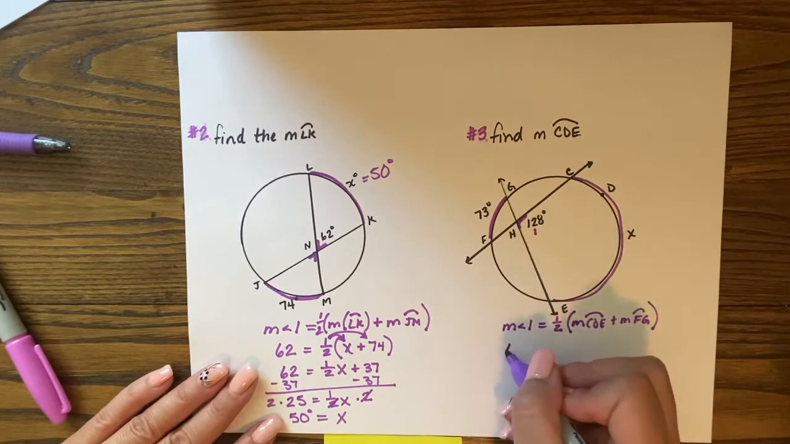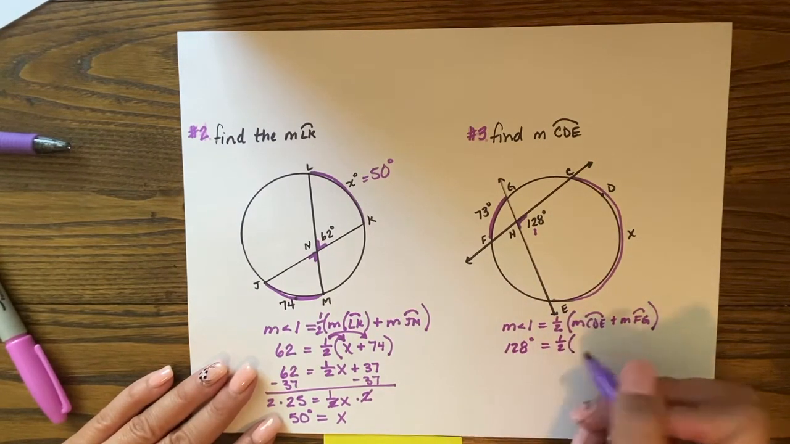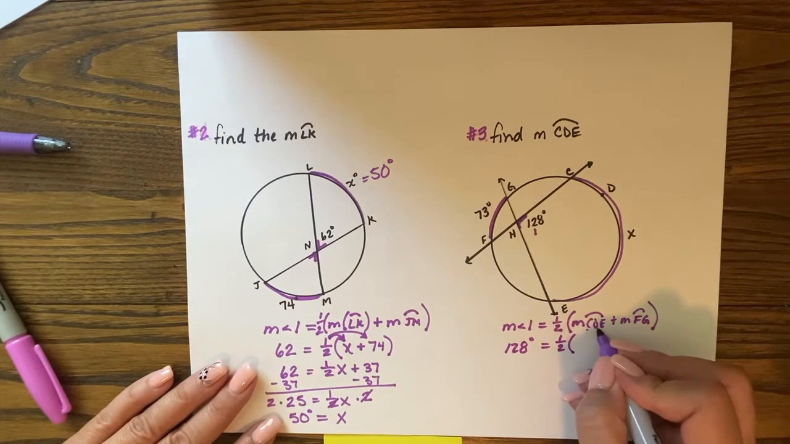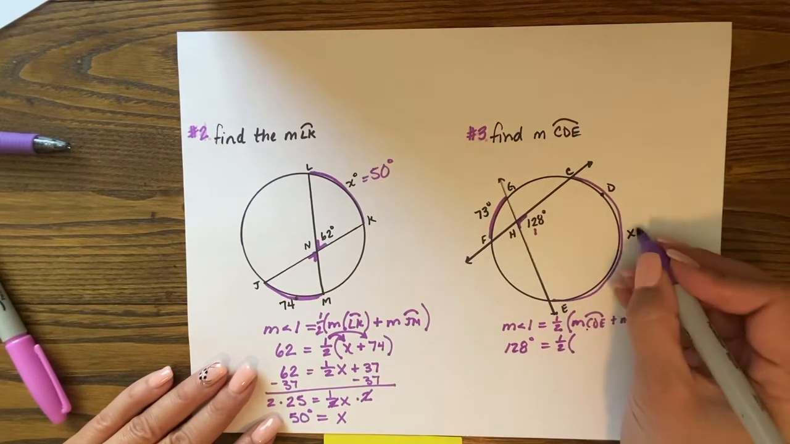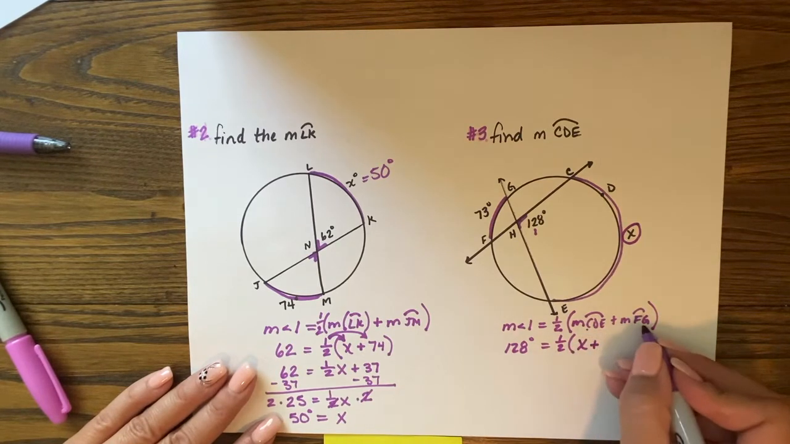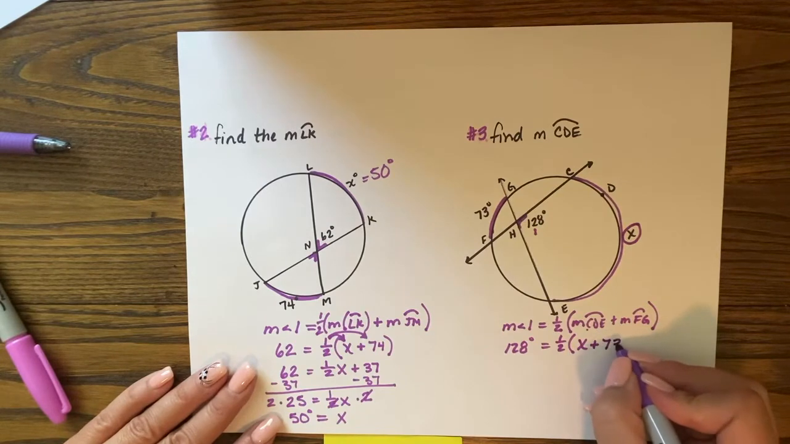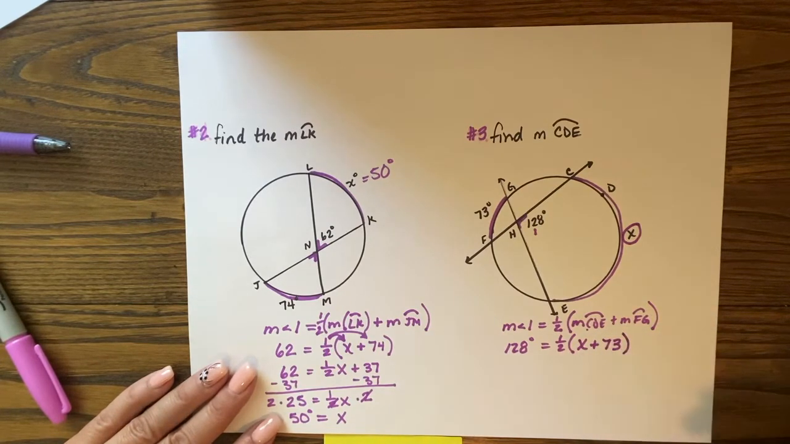So I have 128 degrees equals 1/2 the measure of arc CDE. That's our x, right here. That's what we're trying to figure out. Plus the measure of arc FG, straight across. So that will be our measure right there.